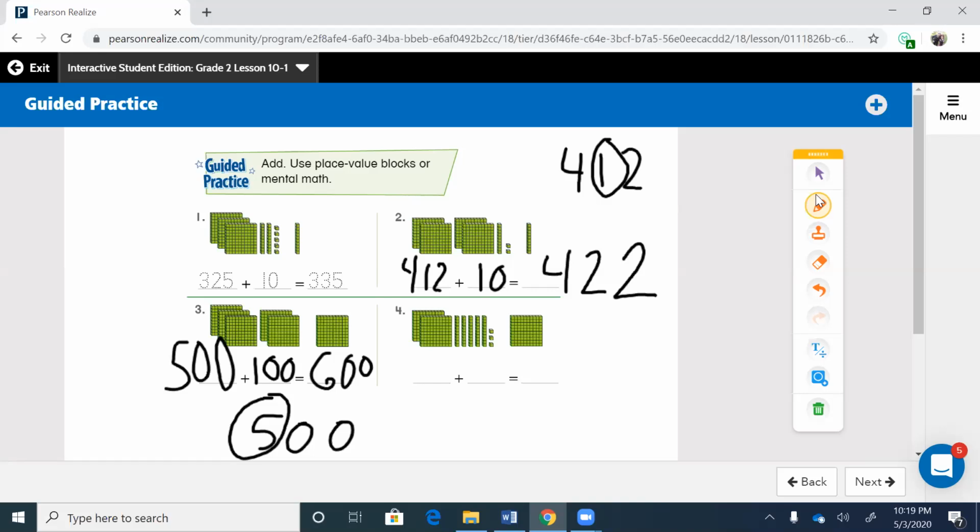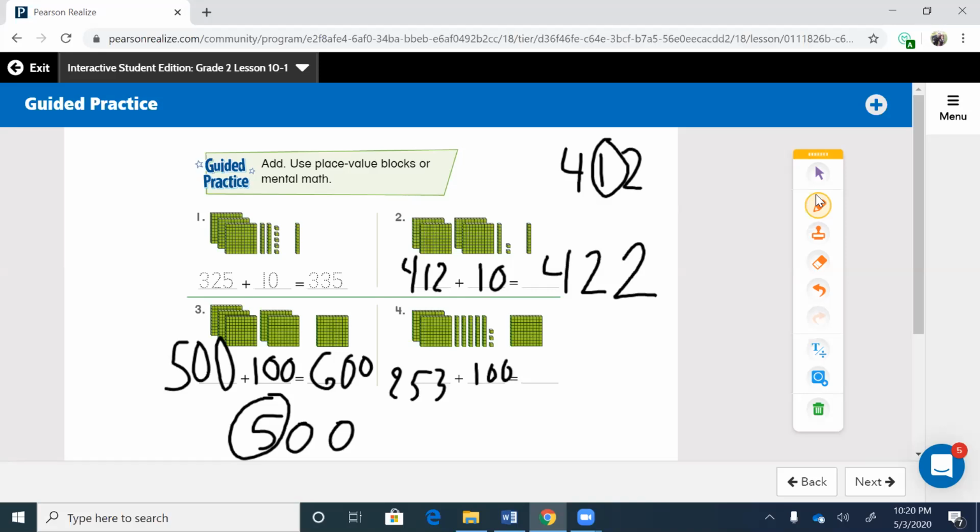All right, let's do another one. Number 4. Let's count and make our number. How many hundredths? 1, 2. How many tens? 1, 2, 3, 4, 5. How many ones? 3. 253 plus 100.